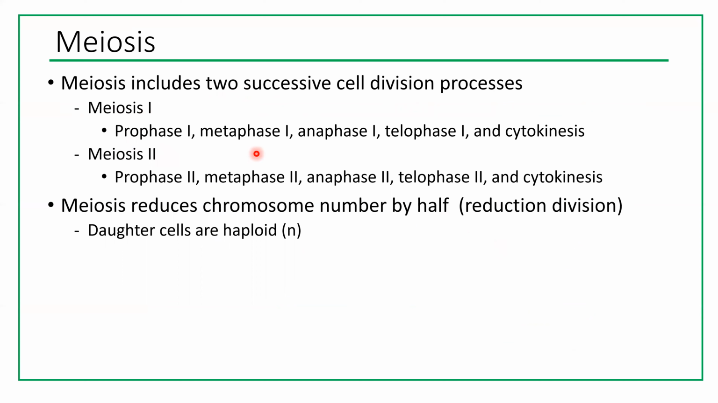The phases are the same in meiosis as they are in mitosis, with the exception that we have this number 1 or number 2. So we have prophase 1, metaphase 1, anaphase 1, telophase 1, cytokinesis, and then prophase 2, metaphase 2, anaphase 2, telophase 2, and cytokinesis. Meiosis reduces chromosome number by half, so it's a reduction division, and daughter cells are haploid, or 1N.